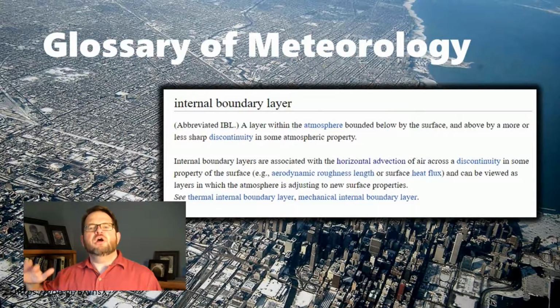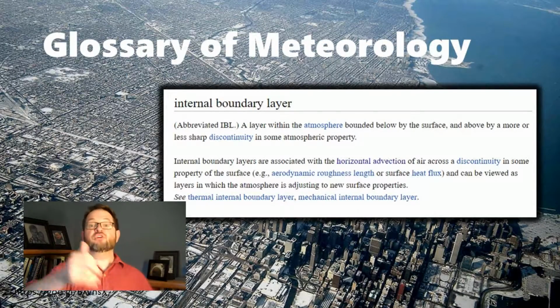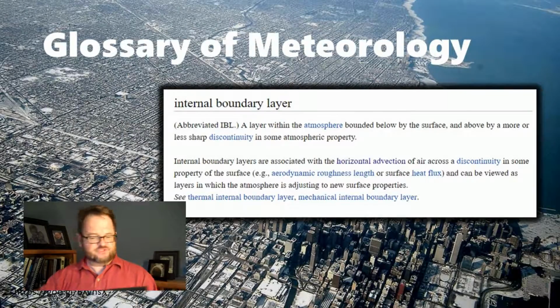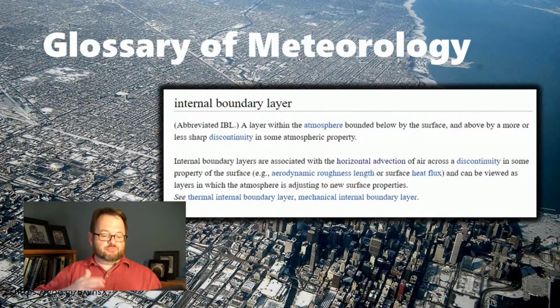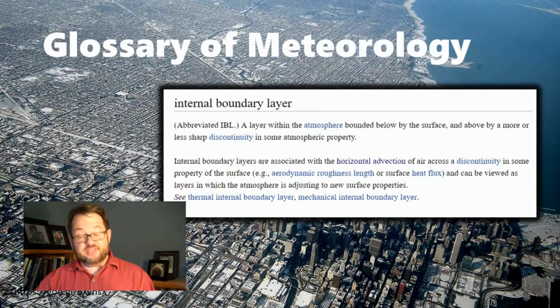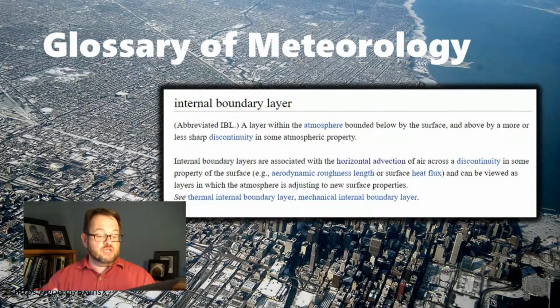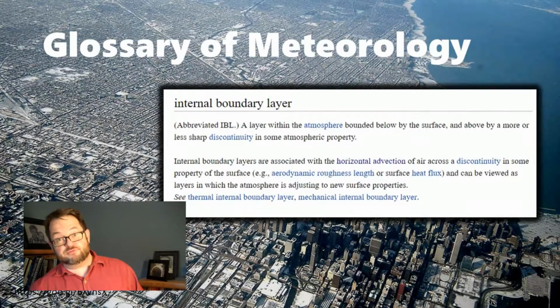Advection means transport of air across a discontinuity, like a shoreline, or the boundary between an irrigated surface and a dry surface, or something like that, in which a property like the aerodynamic roughness length or heat flux or something can change. These can be viewed as layers in which the atmosphere is adjusting to its new surface properties.